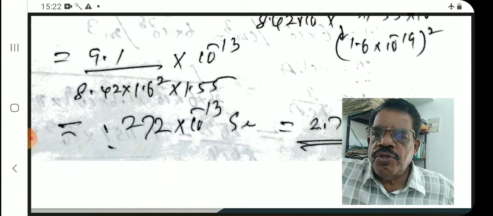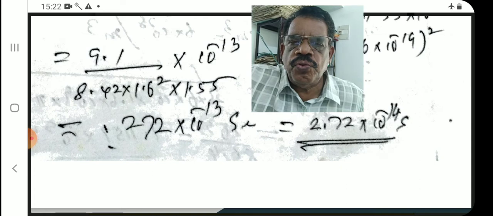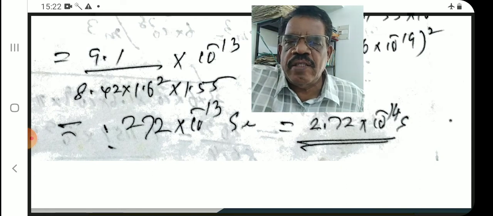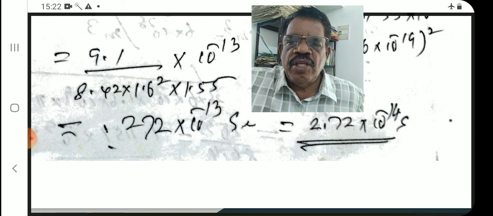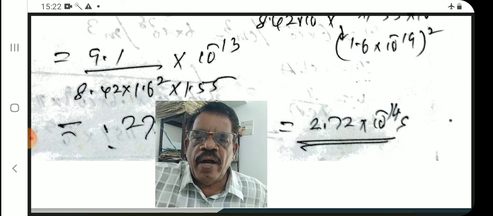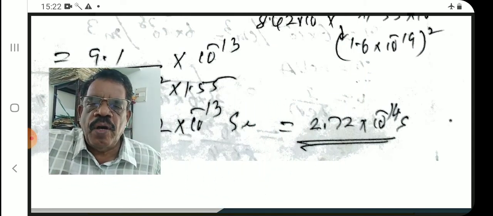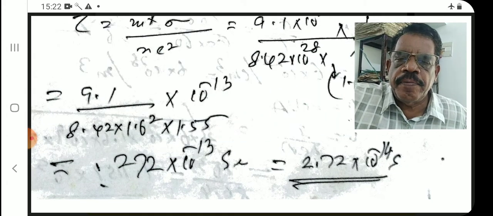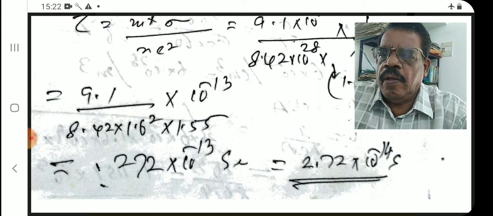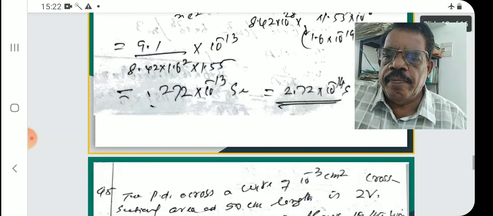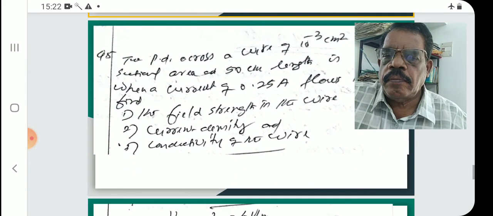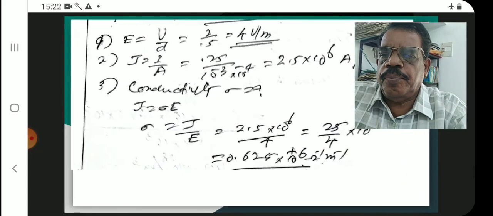That is 0.272 into 10 raised to minus 3, equal to 2.72 into 10 raised to minus 14 second. 2.72 into 10 raised to minus 14 second, that is the answer. That is the mean collision time. Next problem.